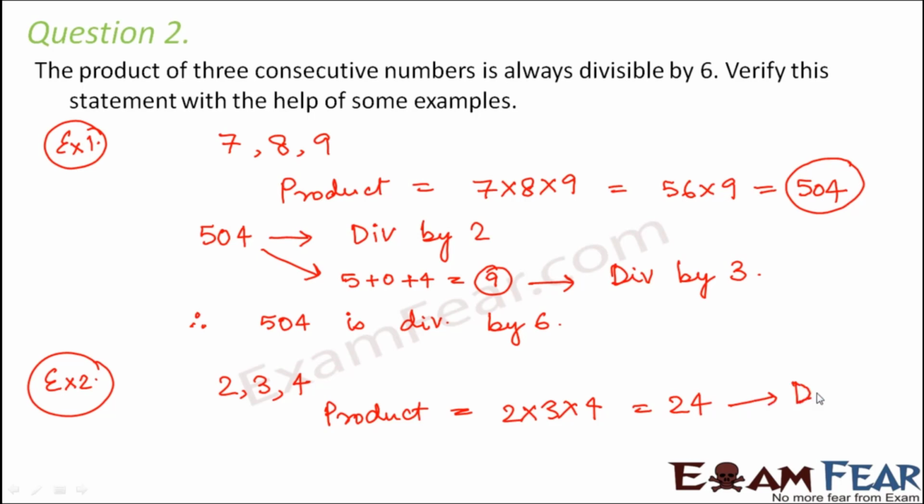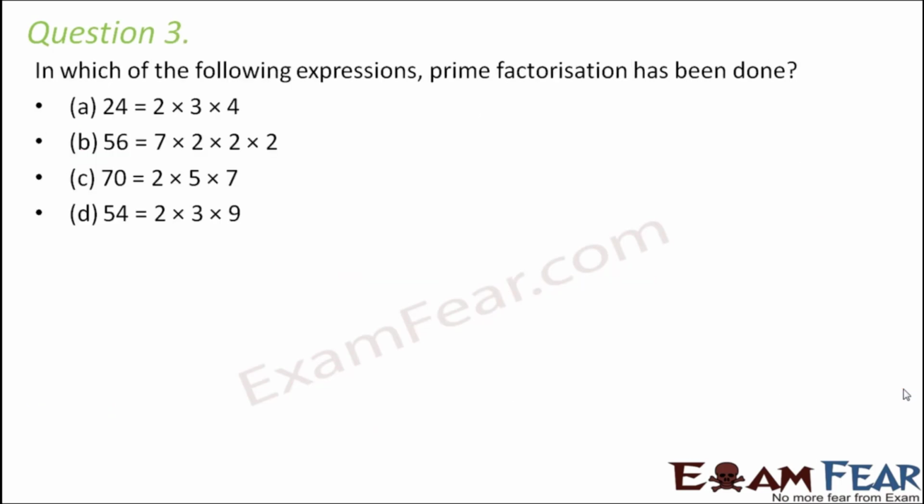Is 24 divisible by 6? We can directly say that yes, 24 is divisible by 6. 6 4s are 24. So with these examples, we prove that the product of any 3 consecutive numbers is always divisible by 6.